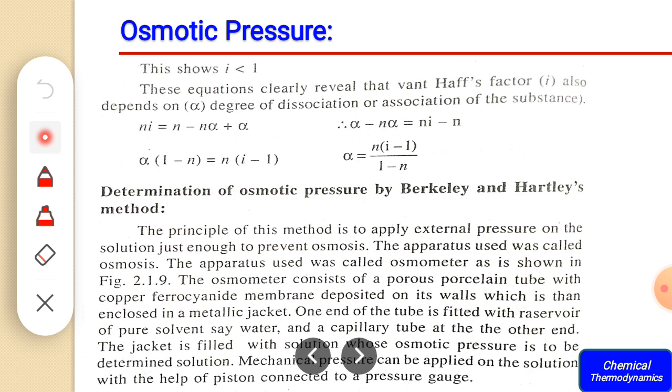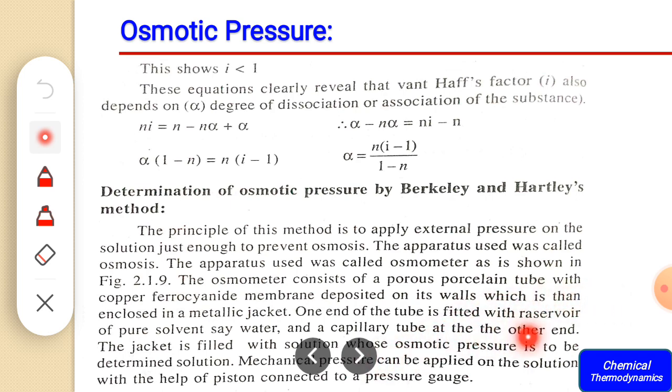So this osmotic pressure can be calculated, and the method employed for the determination of osmotic pressure is known as the Berkeley and Hartley method. This method is based upon the principle in which an external pressure is applied on the solution just enough to prevent osmosis. The apparatus used is known as the osmometer, and this osmometer consists of a porous porcelain tube with a copper ferrocyanide membrane deposited on its wall, which is thin, then enclosed in a metallic jacket.